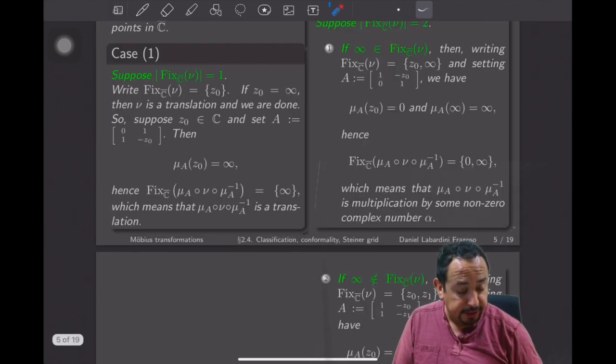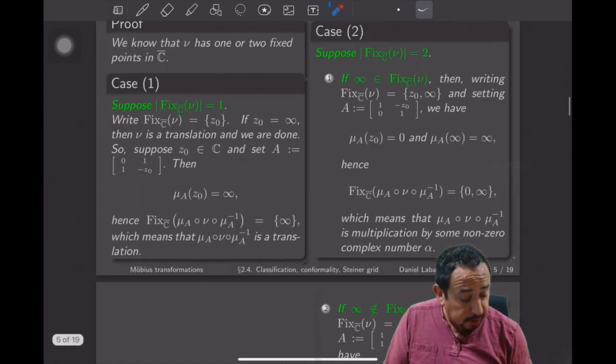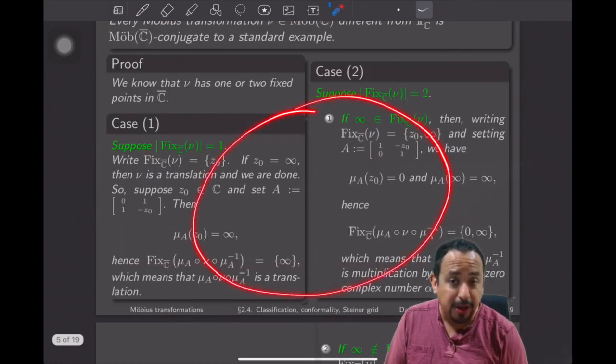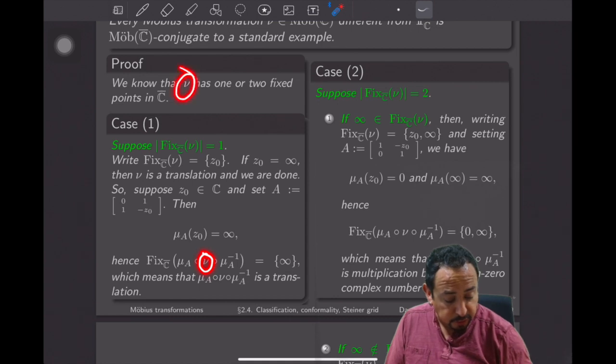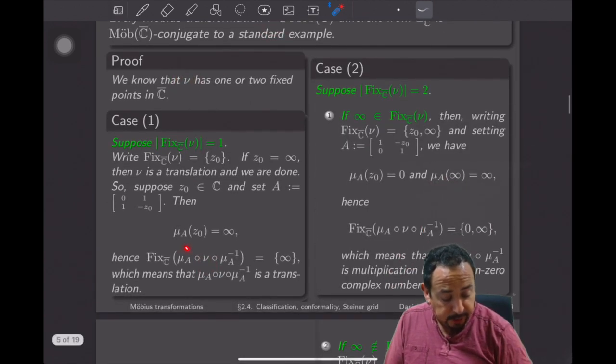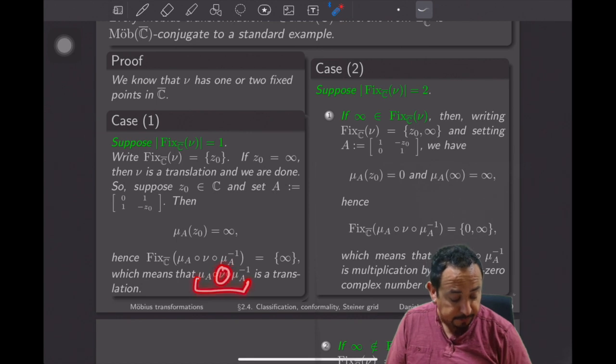But other than that, the strategy is the one I said. That is, one conjugates the given transformation nu with a Möbius transformation that sends the fixed point to a convenient location, right? And then one deduces, in this case, that this conjugation is a translation. So nu is conjugate to a standard example, and here the strategy is the same.